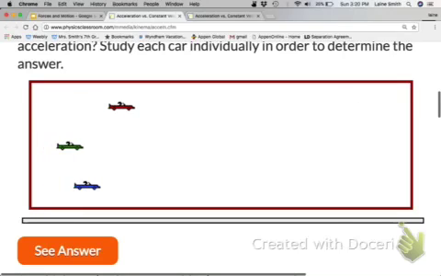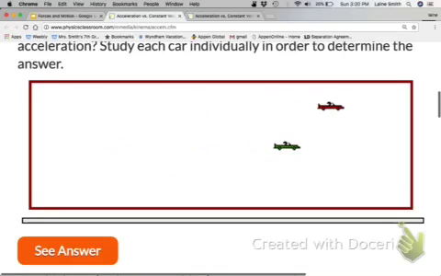Okay, so if we look at these three cars and we're talking about acceleration, two of the cars are accelerating and one of the cars is staying at a constant speed. So a constant speed means that each second that the car is moving the same velocity or the same speed. So if we look at the green car, we can see that each little time it moves, it's moving the same distance. So green car is at a constant speed.